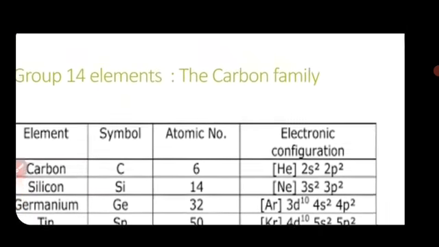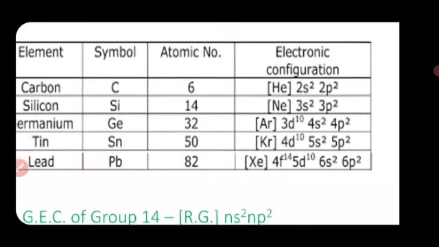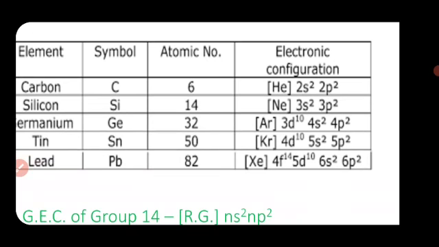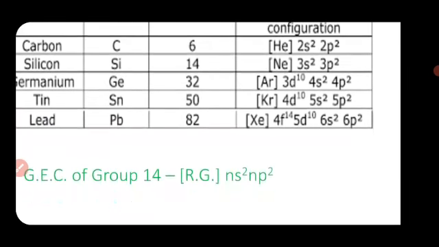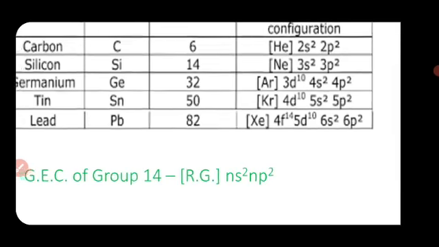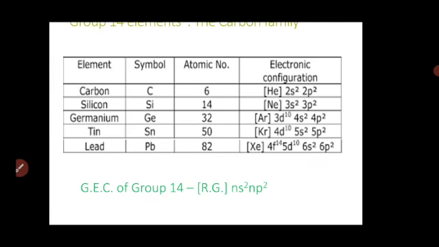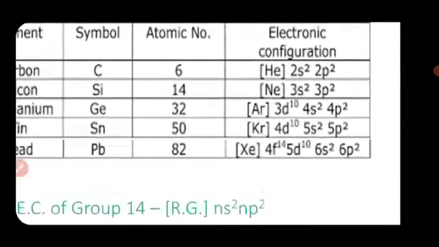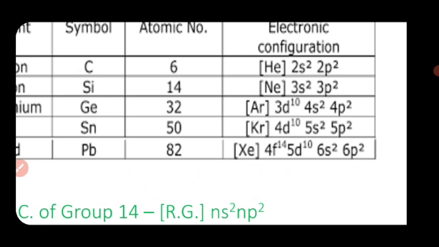So you have observed that in the valence shell there are 4 electrons present in s and p orbitals, right? So the general electronic configuration of this group is rare gas ns2 np2. We have seen for the boron family it is ns2 np1.